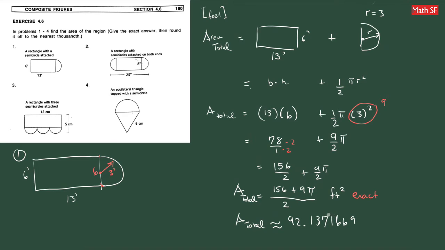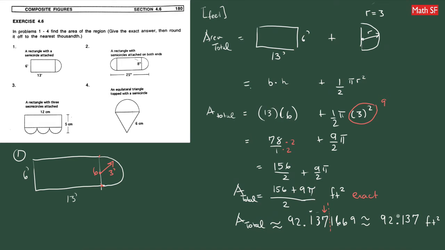So I'm gonna look for the thousandths place. Tenths, hundredths, thousandths. So the thousandths place is here. I'm gonna draw my barrier here, and because they say round off and this is just a 1, this should be approximately 92.137 square feet.